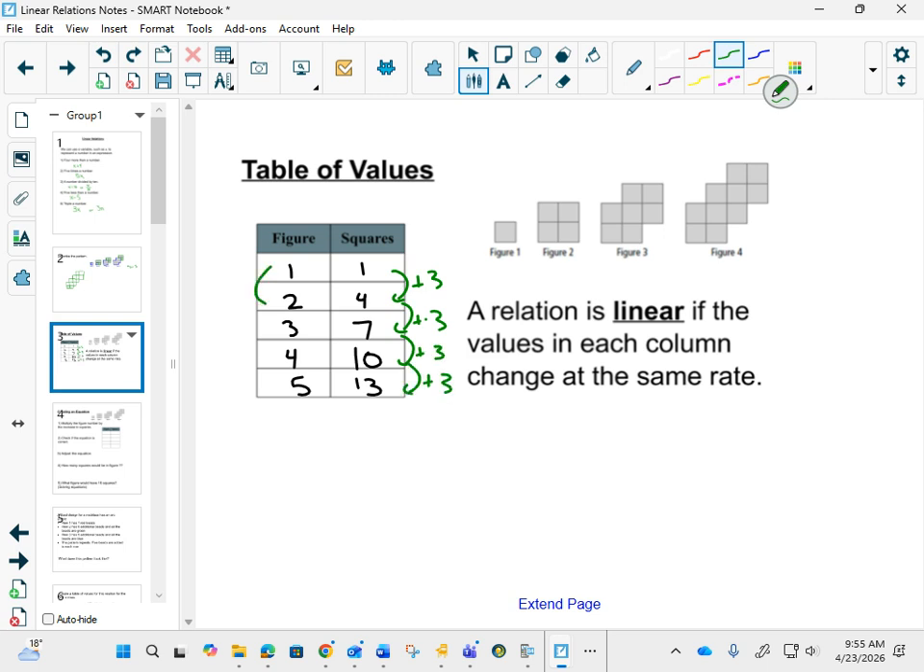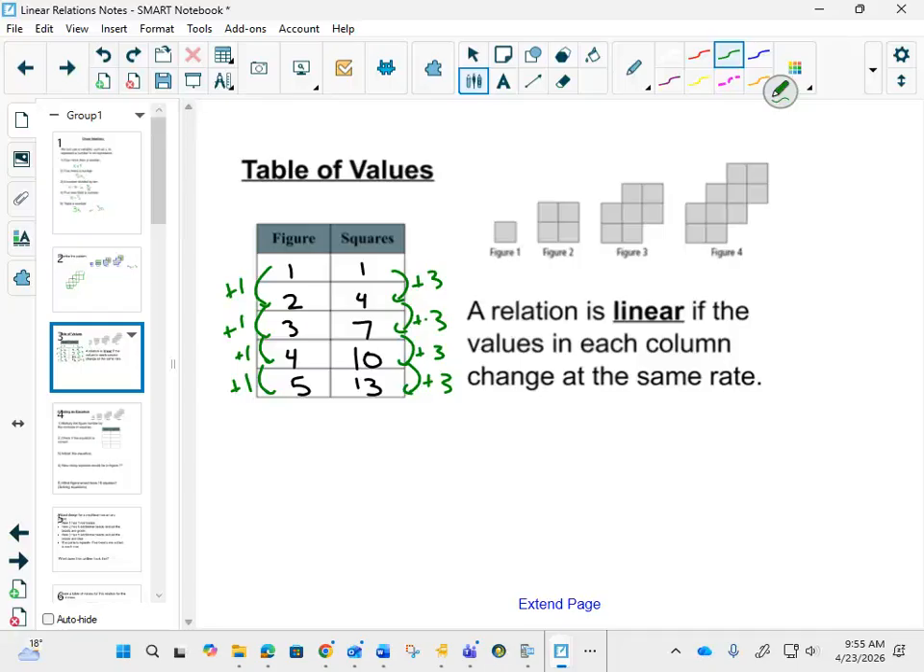here we're adding 3, each time here we're adding 1. And if they stay the same on both sides, if you go up the same amount on one side, this side, on the left side I'm going up by 1s, on the right side I'm going up by 3s, if that number is the same, it will always make a linear relation.